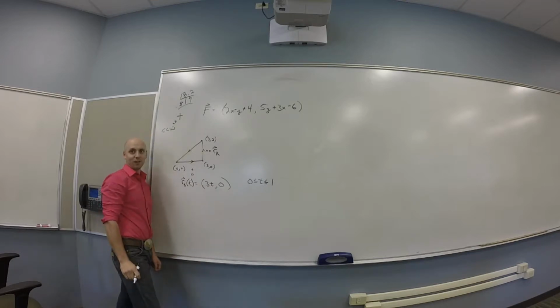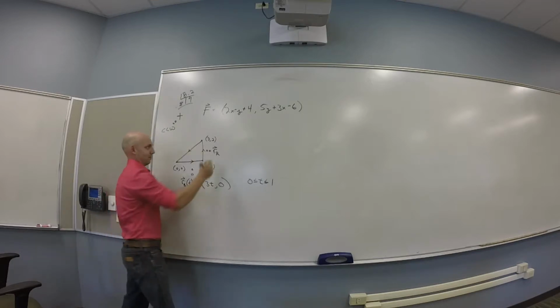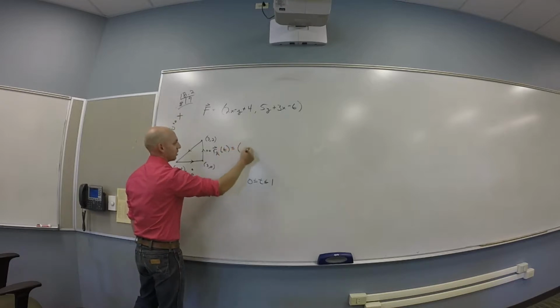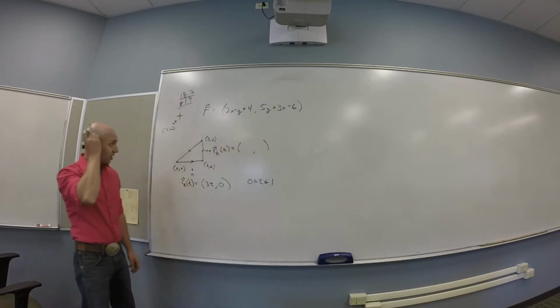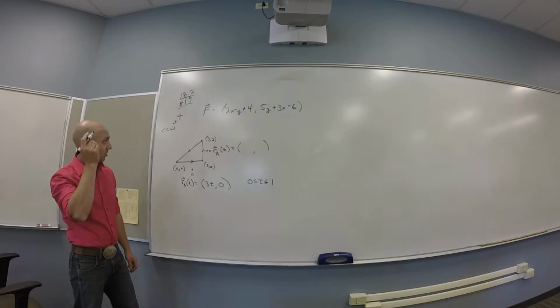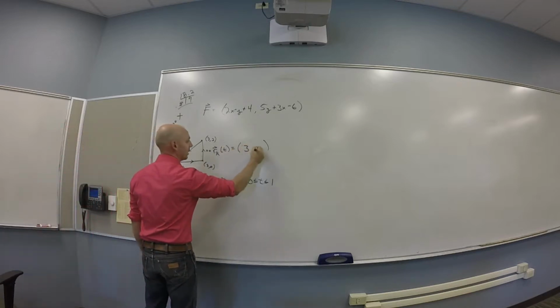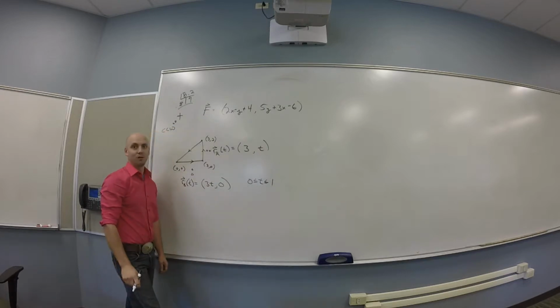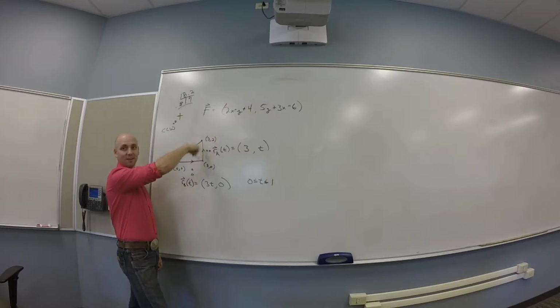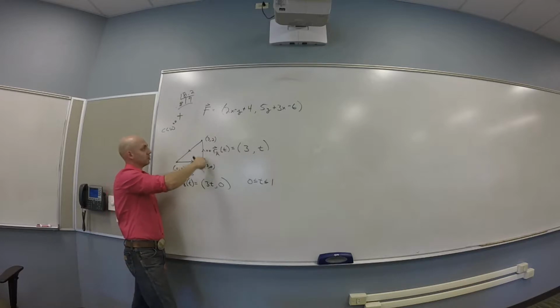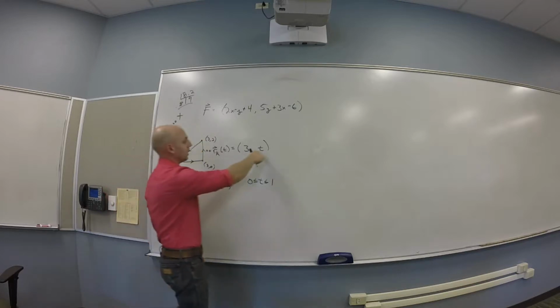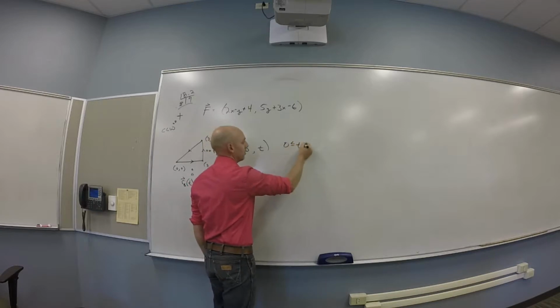Cool? All right, I also need R right, because it's the right side of the triangle. What's your parameterization there? It's 3 comma t, or 3 comma 2t. Why? Well, what's the x value in there? 3. The x value is always 3, and the y value is ranging from 0 to 2. So my t's are from 0 to 2.